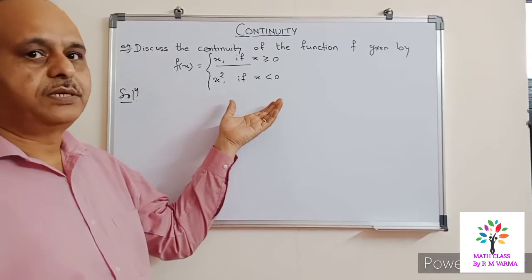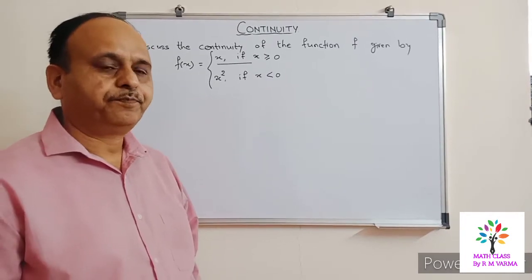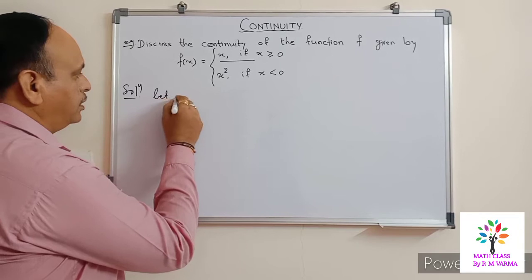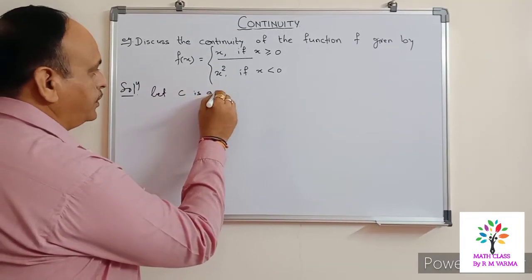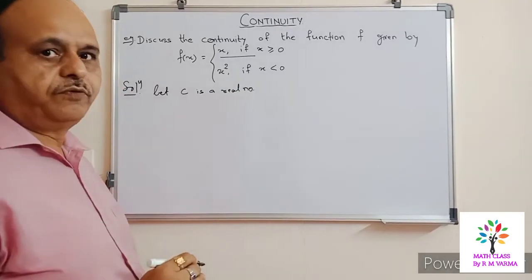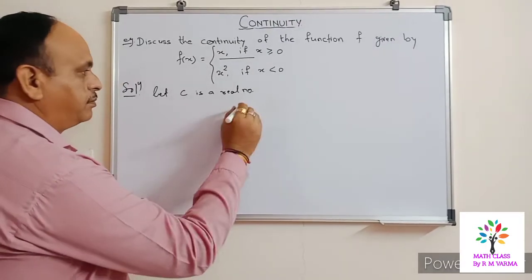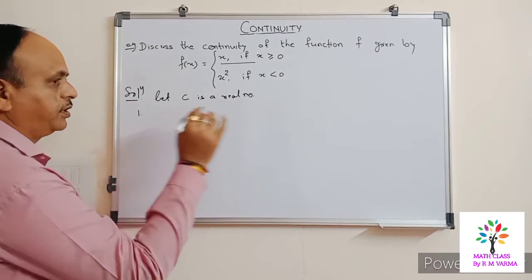Now here x is not mentioned, which type of number it is. We take that x is a real number. So we take a general number, say c. C is a real number on which we will be checking the entire function. Now c is a real number. Now the function will have three different parts.